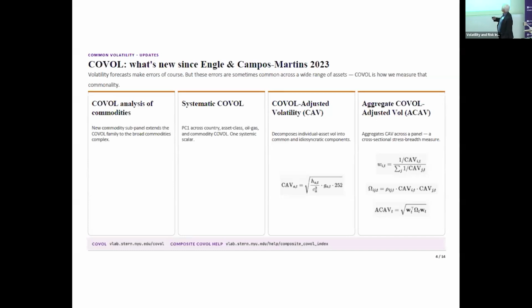So COVOL is basically measuring the errors in volatility forecasts. Because volatility, we forecast every day for 10,000 assets across countries, across asset classes, and so forth. And every single volatility forecast has an error in it. The actual realized volatility is different from what we predicted. No surprise there. Sometimes it's bigger, sometimes it's smaller.